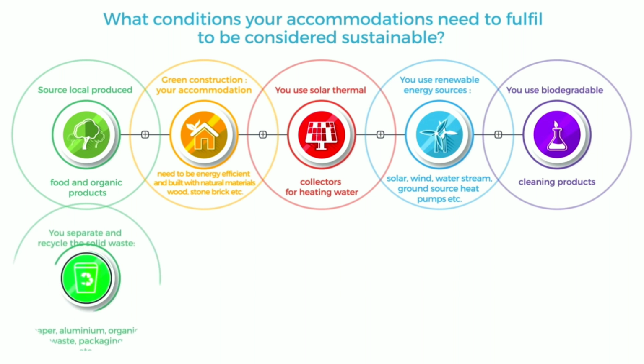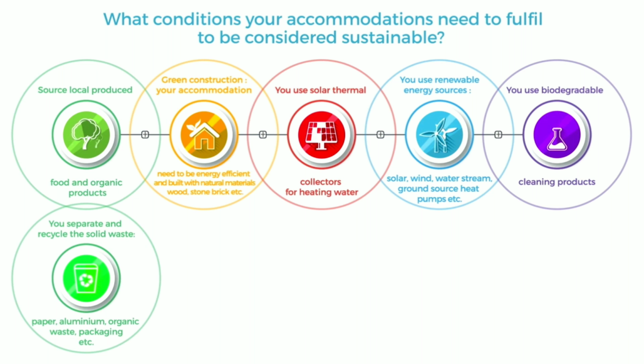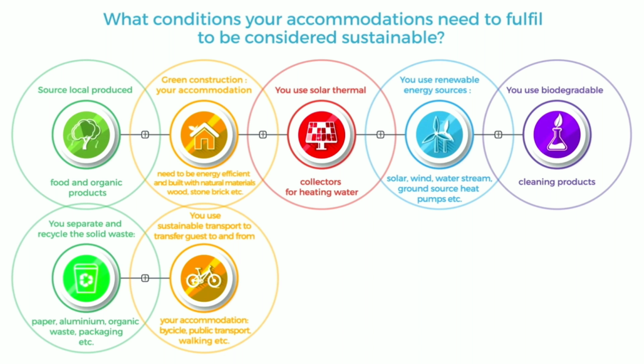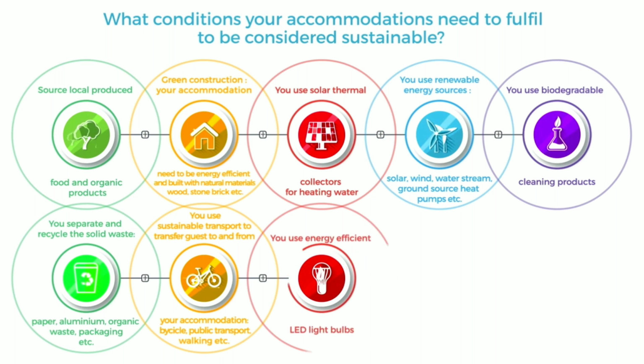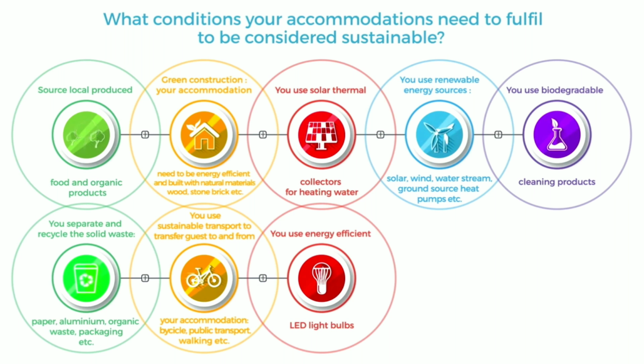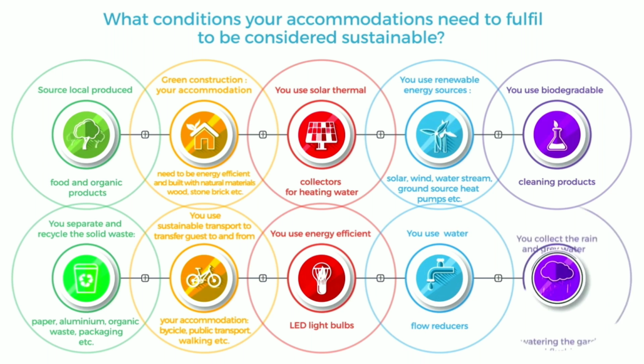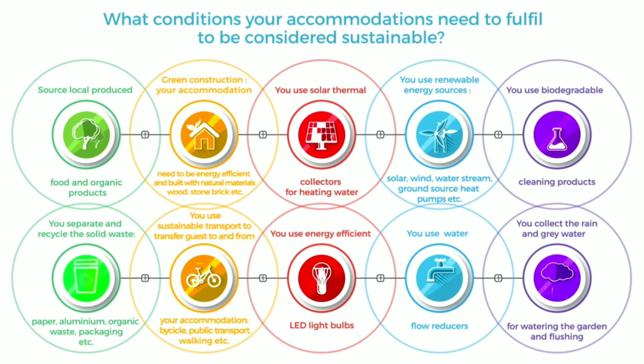You use biodegradable cleaning products. You separate and recycle the solid waste, paper, aluminium, organic waste, packaging, etc. You use sustainable transport to transfer guests to and from your accommodation by cycle, public transport, walking, etc. You use energy efficient LED light bulbs. You use water flow reducers. You collect the rain and grey water for watering the garden and flushing.